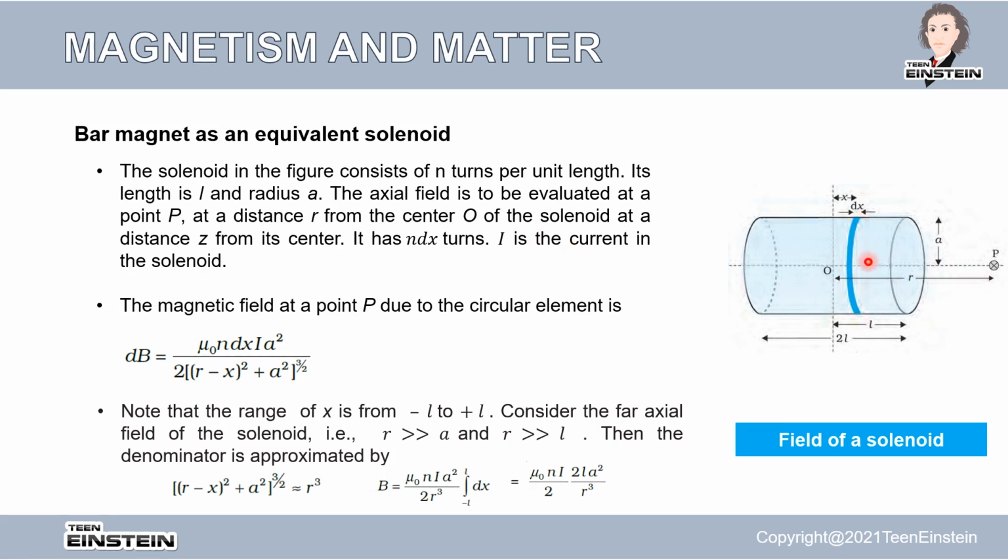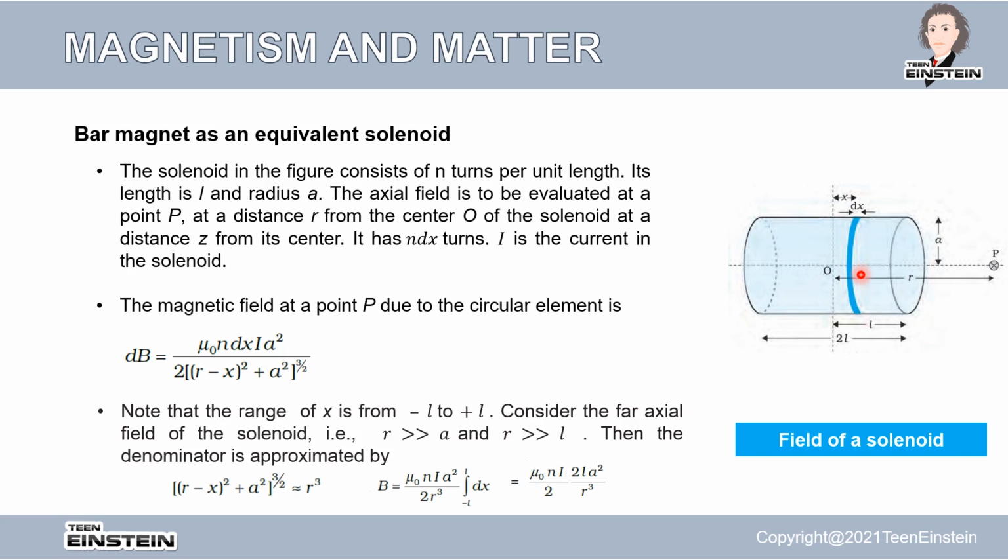So this is the axis, and this is the distance r from the center. Now a small element dx will have n dx turns, because n is the number of turns per unit length. If you multiply by the length dx, you get the number of turns in this length dx. I is the current in the solenoid.